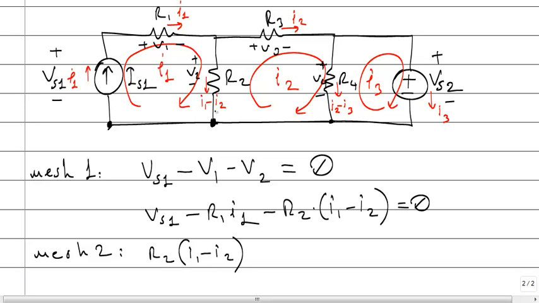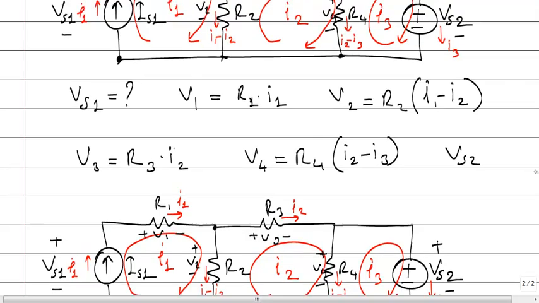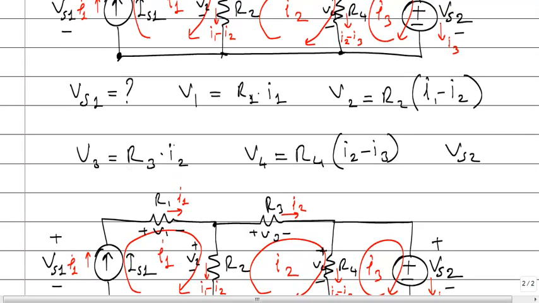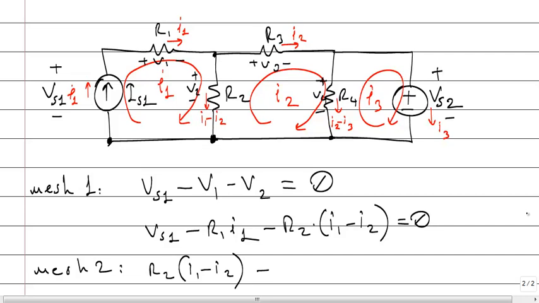Okay. Then continue. Plus to minus, there is a voltage drop, minus V3. What's V3? Resistance. V3 is resistance times current. V3 is R3 times current. Continue. Again there is a voltage drop, V4. Minus V4. V4 is R4 times I2 minus I3, is equal to 0. Why? Because I have reached the same point.